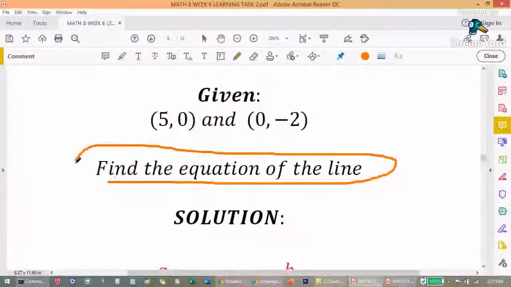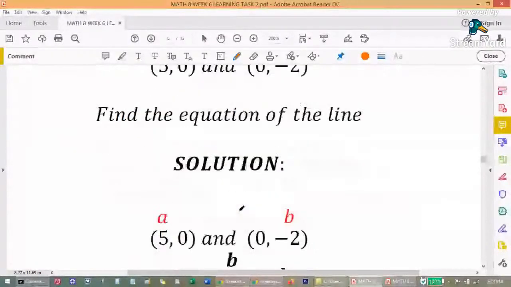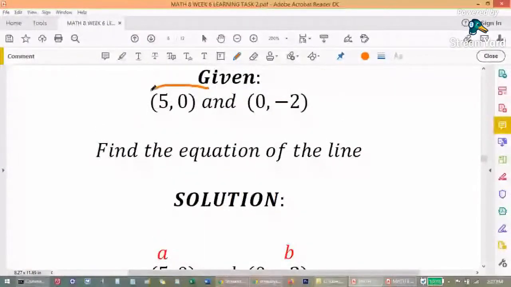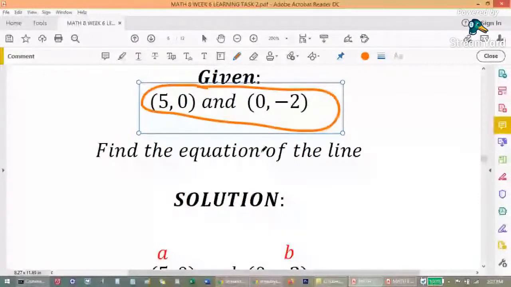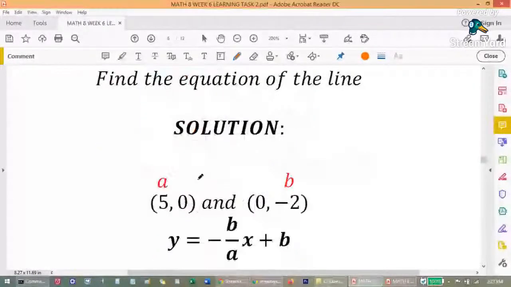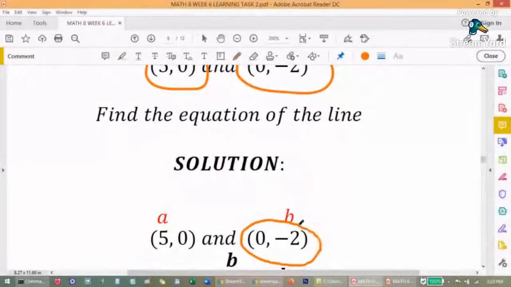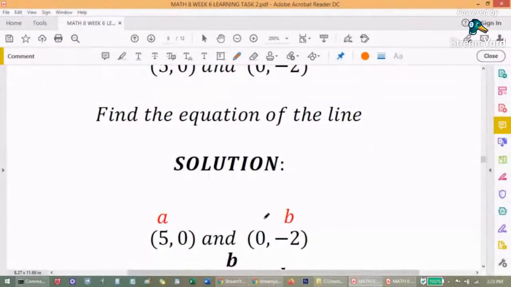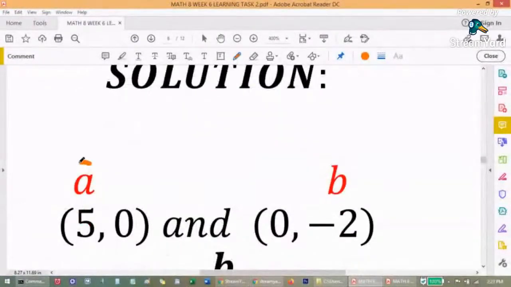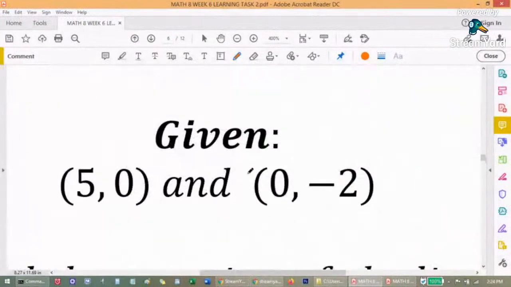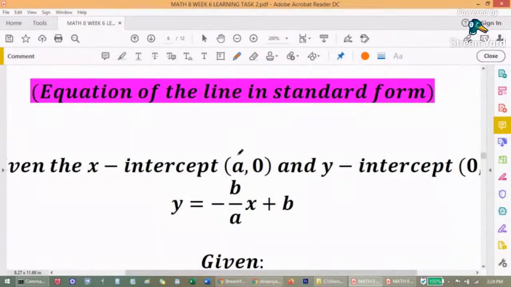Pinapahanap sa atin ng equation of the line. Solution. So, kinopya ko yung dalawang point. 5, 0. 5 and 0. At saka 0 and negative 2. 0 and negative 2. Okay, bakit naging A ang 5? Kasi ang A is para sa x-intercept. Okay?